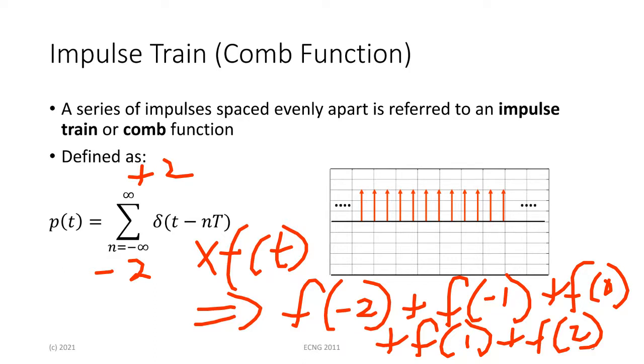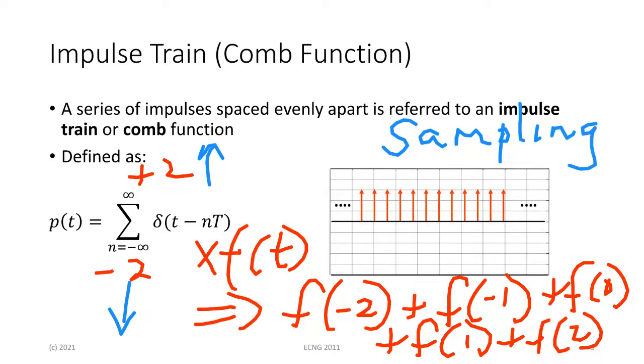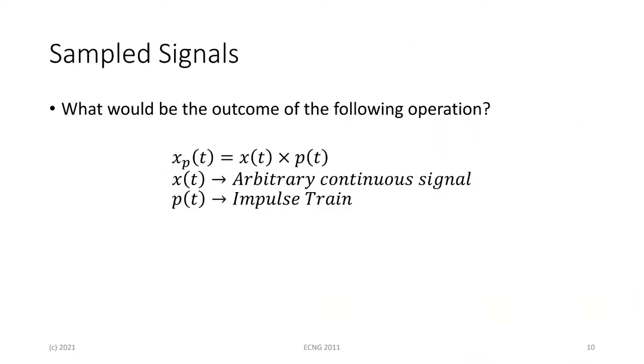Very good. So if I now extend the limits all the way negative and all the way positive, it is going to pick up all the other values, f of minus 4, f of 3, 4, 5, etc. In other words, we are sampling. We've just sampled f of t by doing that. So this is the explanation here.